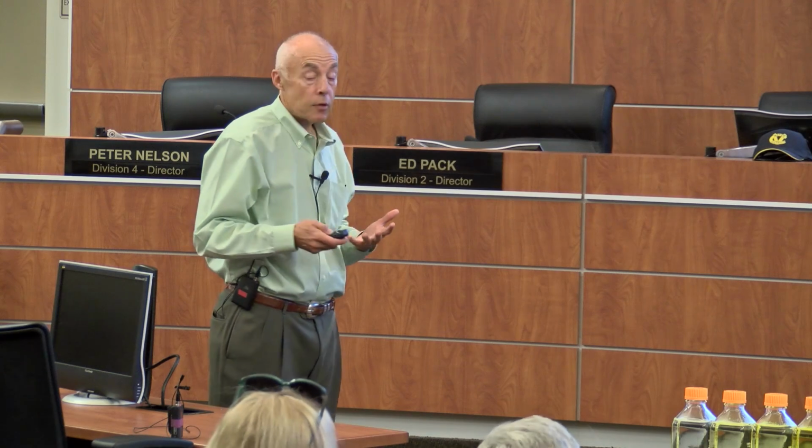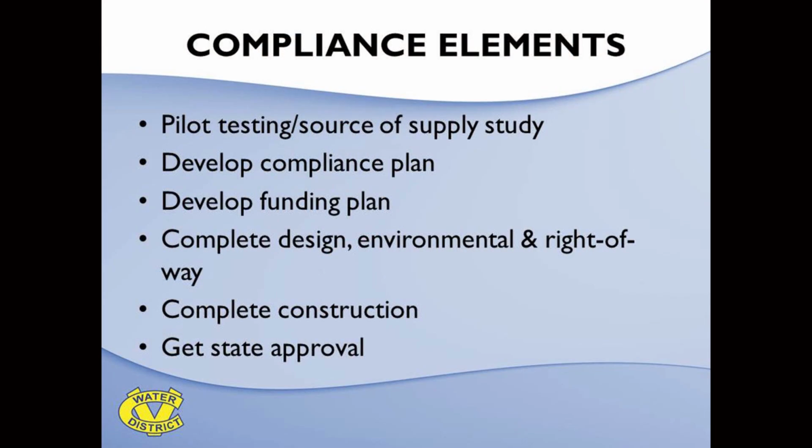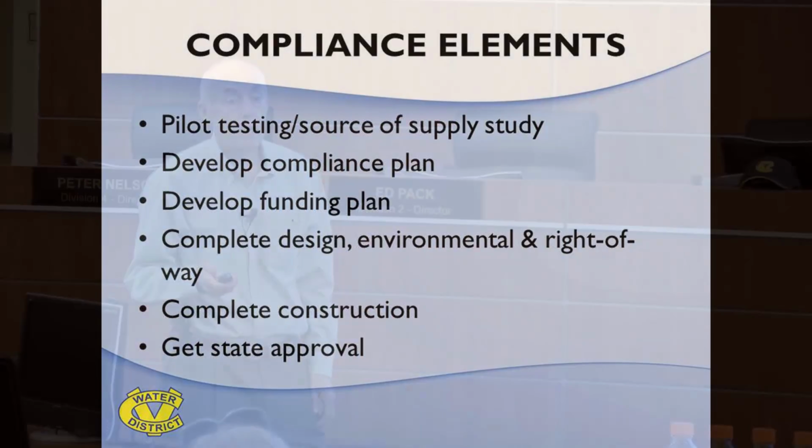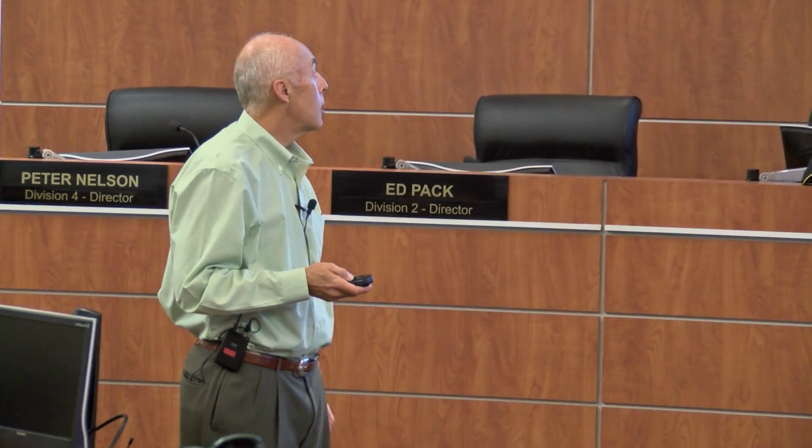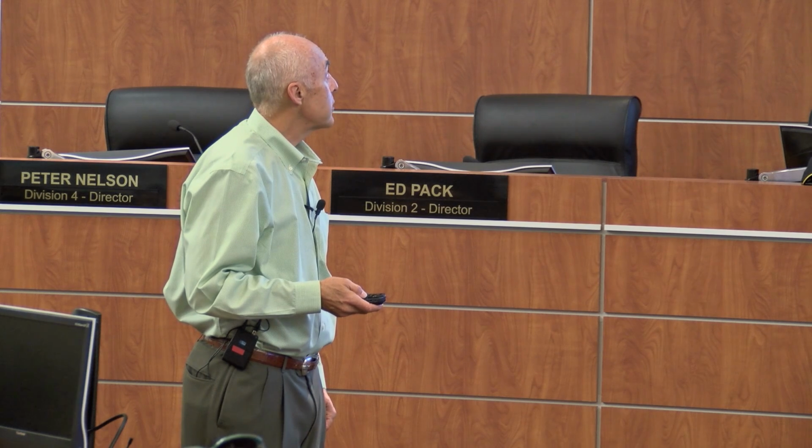So after that has been accomplished, the next step is to develop a compliance plan. Exactly what are we going to do to comply? We also have to get together with our finance department and figure out how we're going to pay for this, because the costs, as you'll see in a minute, are pretty high. And then complete the design, the environmental work, and obtain the right-of-way necessary to construct these facilities, complete the construction, and then at the end of construction get approval from the state of California that all the facilities that we've built are A-OK.